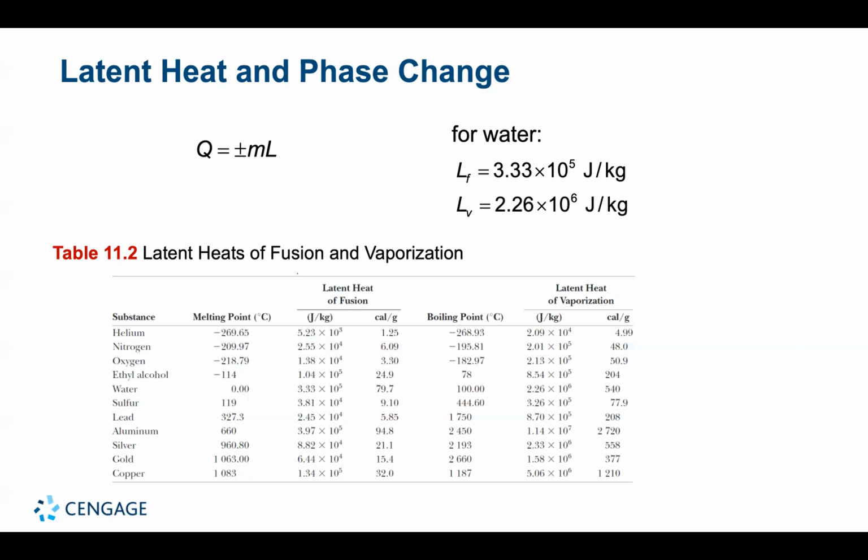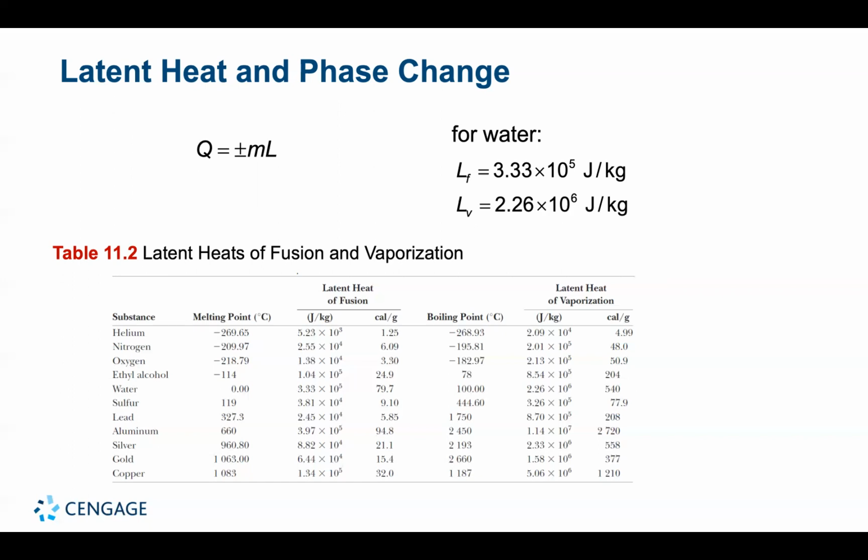The word latent means lying hidden within a person or thing. The positive sign in this equation is for when energy is absorbed by a substance, for example, when ice is melting. The negative sign is for when energy is removed from a substance, for example, when steam condenses to water. The latent heat of fusion, L sub F, is used when a phase change occurs during melting or freezing, and the latent heat of vaporization, L sub V, is used when a phase change occurs during boiling or condensing.